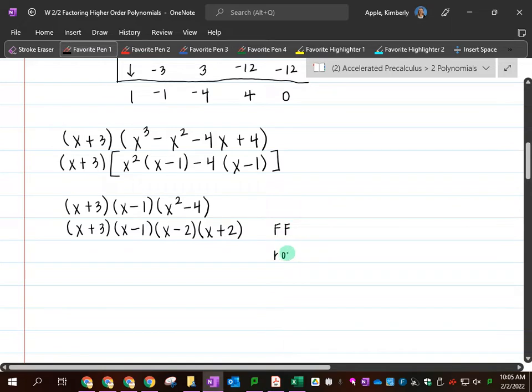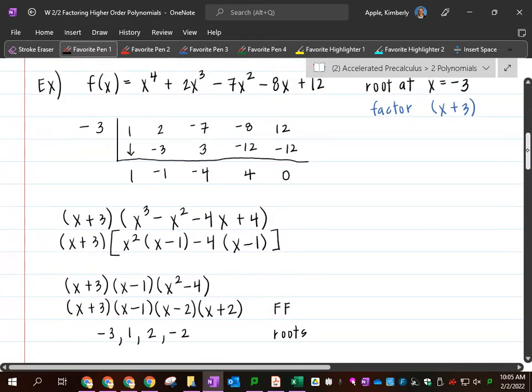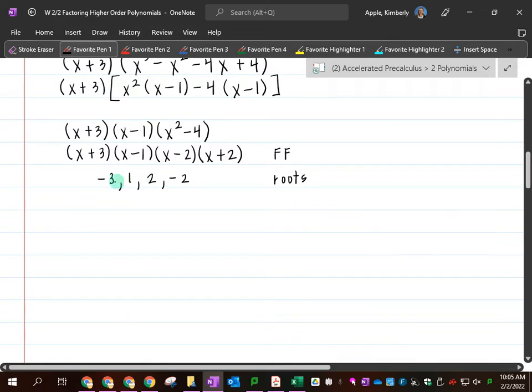And let's write the roots. The roots are at -3, +1, +2, and -2. I'm just setting each factor equal to 0. Now don't forget, we can always go back and ask, do I have all the roots? Did I get them all? This is a 4th degree polynomial. I have 4 roots, so I'm good there.